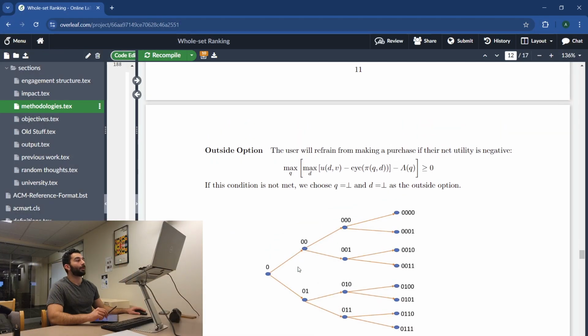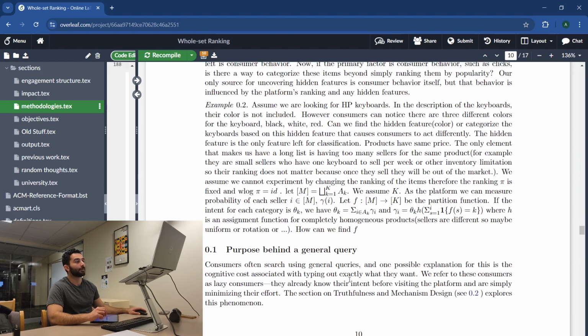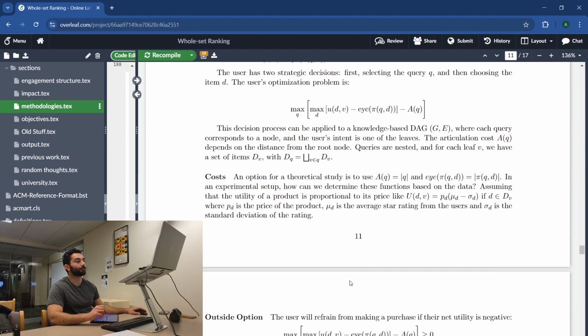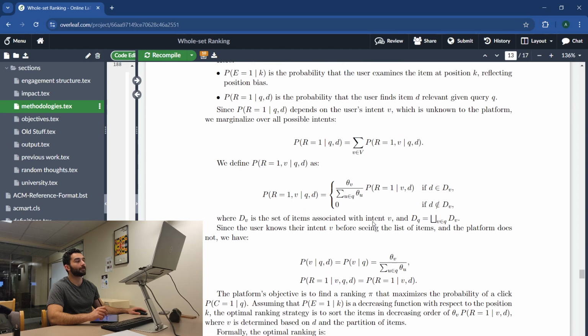However, we don't have data, so we are not truly experimental. I want to develop an algorithm where we are looking at the data and how can we find these parameters, eyeballing cost and articulation cost, and for the other model it can be click probability.